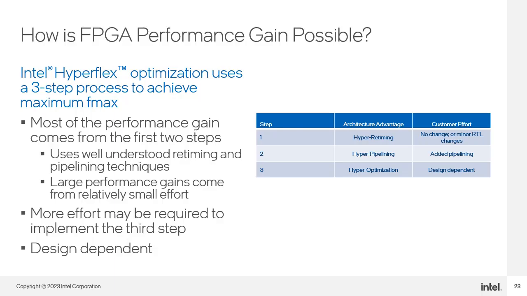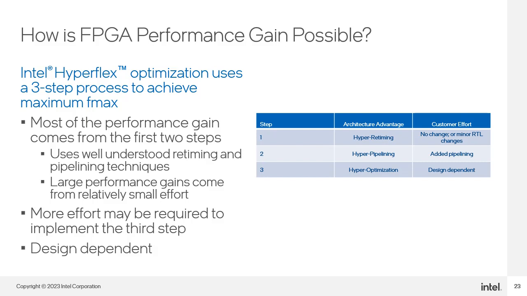To extract the most benefit from the Intel Hyperflex architecture, Intel FPGA has defined a three-step process that you can follow, consisting of hyper-retiming, hyper-pipelining, and hyper-optimization. Depending on how your design is coded or structured, significant performance improvement is possible in any of the steps. But in general, as you move from one step to the next, the performance of your design grows as well as the design effort needed to implement that next step. The three steps are hyper-retiming, hyper-pipelining, and hyper-optimization.